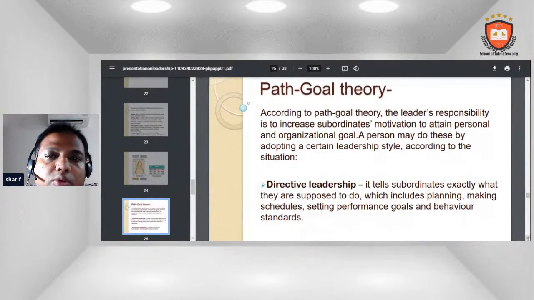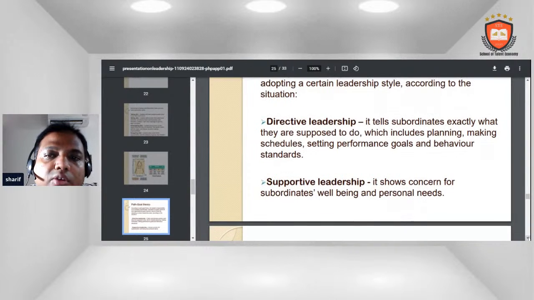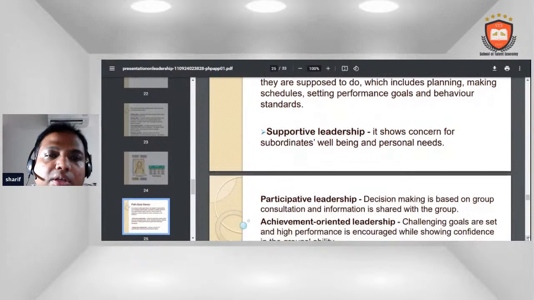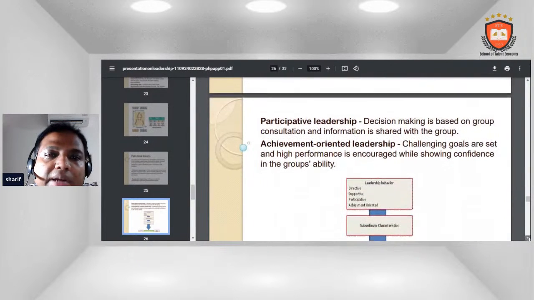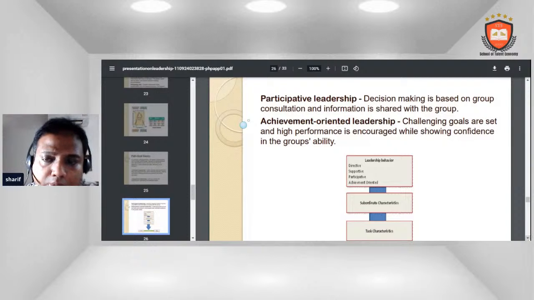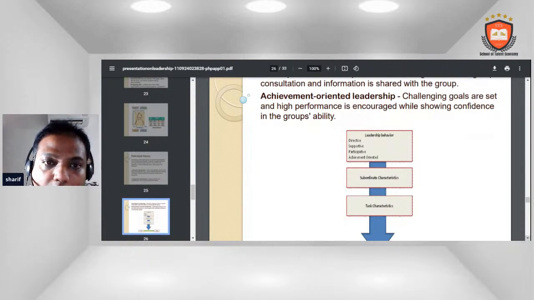Path-goal theory. According to path-goal theory, the leader's responsibility is to increase subordinates' motivation to attain personal and organizational goals. A person may do this by adopting a certain leadership style according to the situation. Directive leadership tells subordinates exactly what they are supposed to do, which includes planning, making schedules, setting performance goals, and behavioral standards. Supportive leadership shows concern for subordinates' well-being and personal needs. Participative leadership: decision making is based on group consultation and information is shared with the group. Achievement-oriented leadership: challenging goals are set or high performance is encouraged while showing confidence in the group's ability.